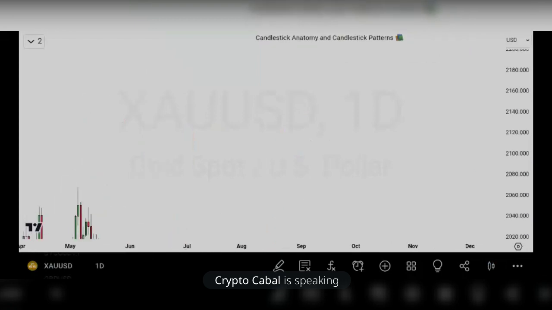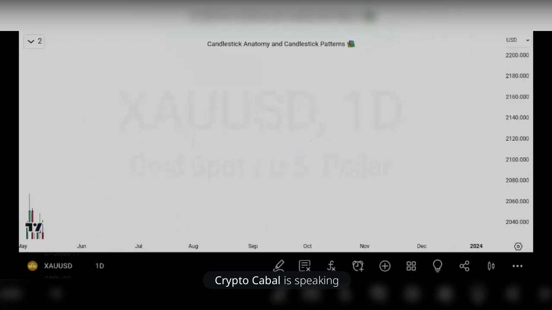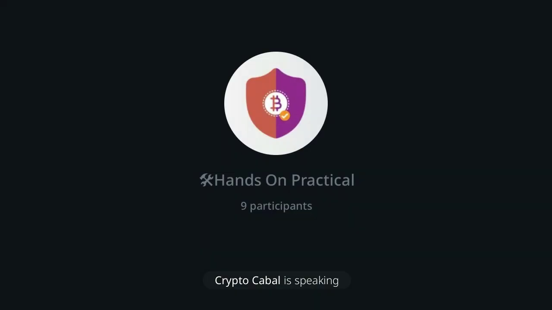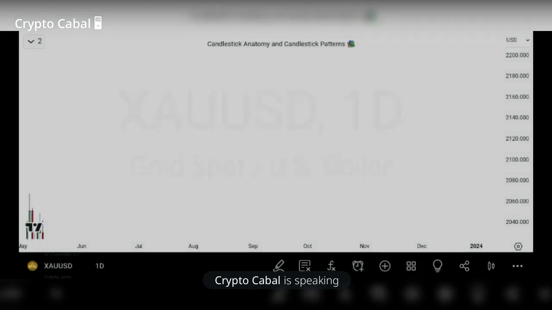Now, what are candlesticks? As I said, candlesticks are just a graphical representation of price movements in the financial markets. And these price movements are used in technical analysis to analyze future price movements. Now, how do these candlesticks form? That is where we have the components of candlesticks.